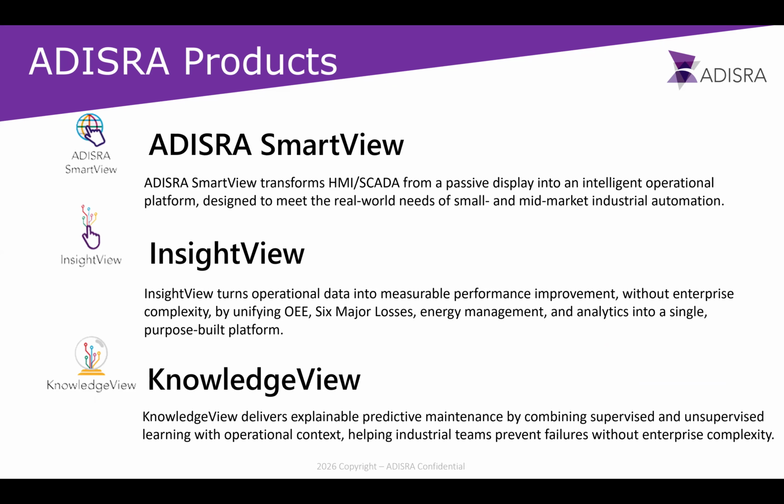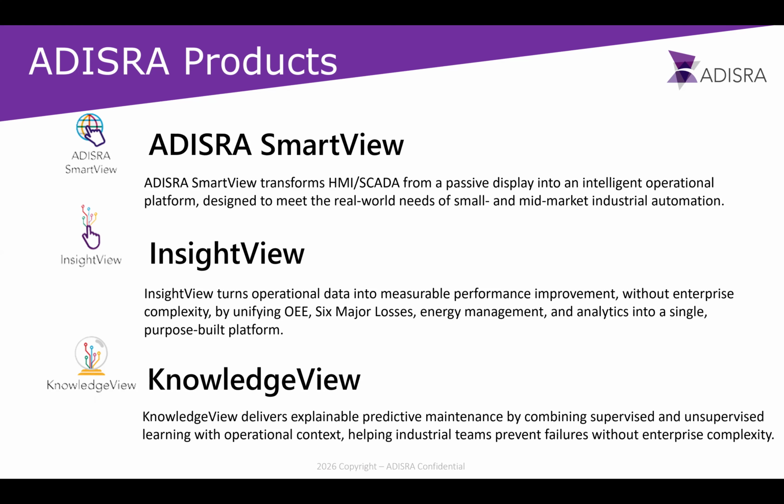Once we understood the problem, the question became, how do you deliver industrial intelligence in a way that is practical and scalable for the mid-market? Our answer was not just a single monolithic product, but a layered platform delivered through 3 tightly connected solutions that can also work independently or with other vendor products. At the foundation is Adair's for SmartView. Adair's for SmartView transforms HMI SCADA systems from passive displays into an intelligent operational platform, where data is generated, context is established, and decisions are made.